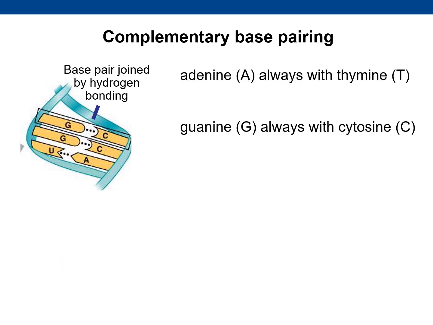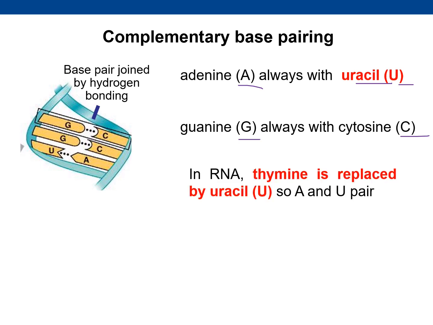So generally in DNA, you always have a pair between A and T and G and C. However, in RNA, you are going to have a pair always between A and U. So in RNA, thymine is replaced by uracil, and you are going to have an A and U pair. Okay, so this is something important that you need to remember and that we have talked about before in this lecture.